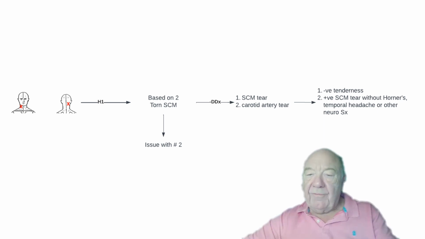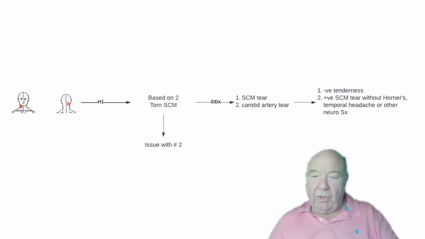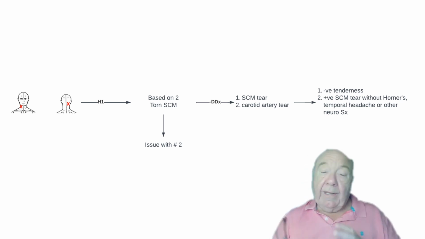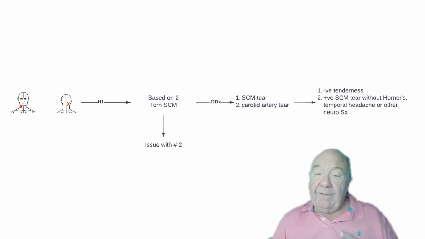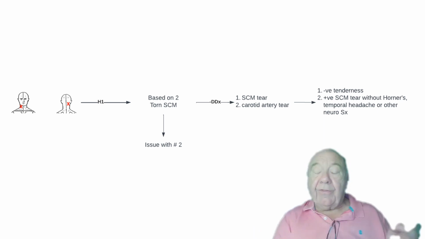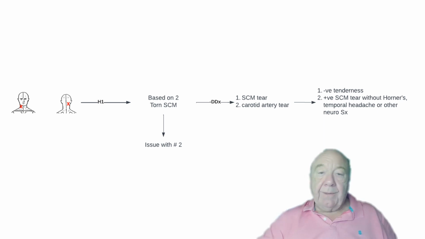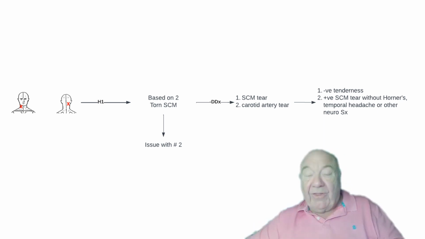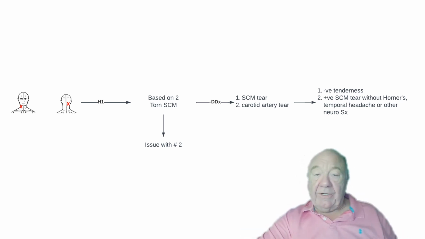So you want to be looking for other signs of this, Horner's, temporal headache, or other signs. If the sternomastoid tenderness is present, but you still have Horner's sign and so on, temporal headache. If not, if it's just negative tenderness in the sternomastoid, treat that as if the artery is torn. Again, this comes down to selecting the worst possible outcome, okay, and saying this is what it is and sending it off to a physician, let him sort it through.